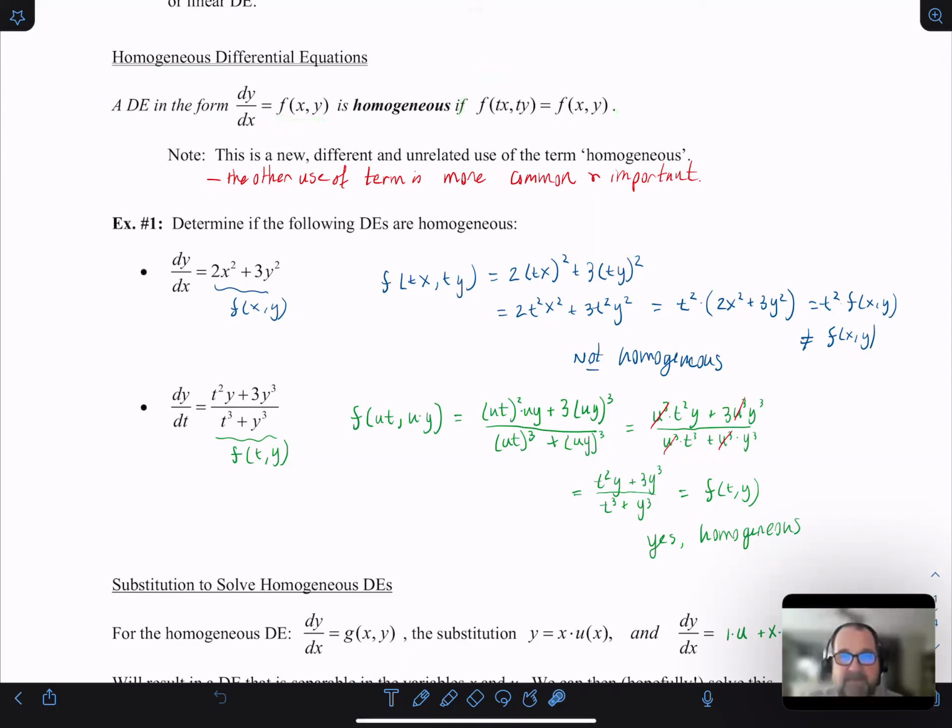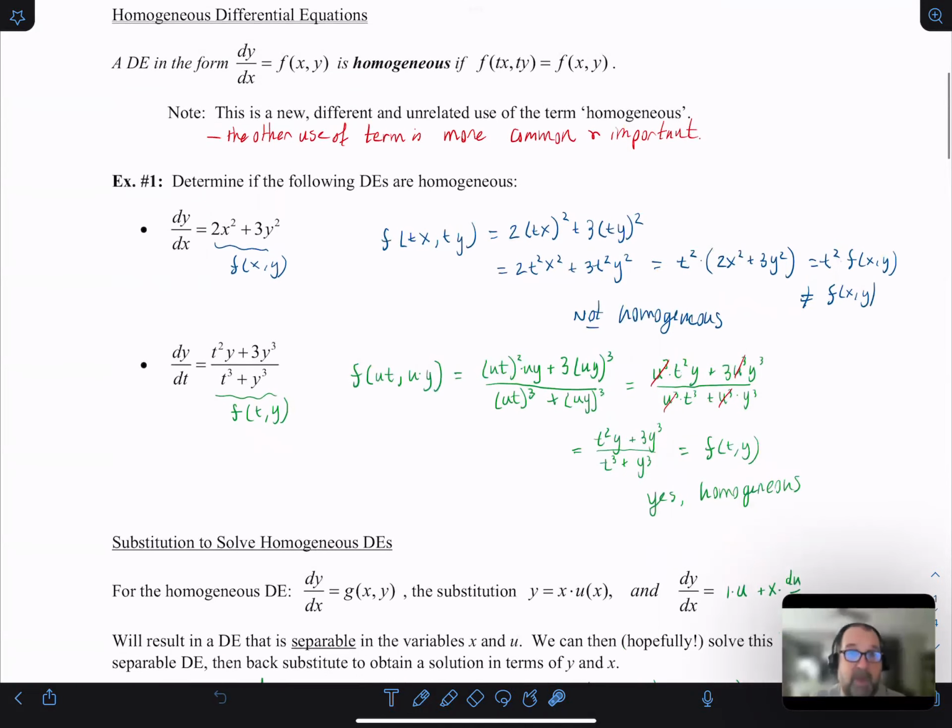That is, if you replace x by tx and y by ty, and simplify, you end up basically back where you started with a function f of x,y. This is the idea of homogeneous, again, just for this section only. In order to use the homogeneous method of substitution that we're going to see in this section, we need to be able to recognize these things. So that's really our first exercise here: when do we have a homogeneous equation?